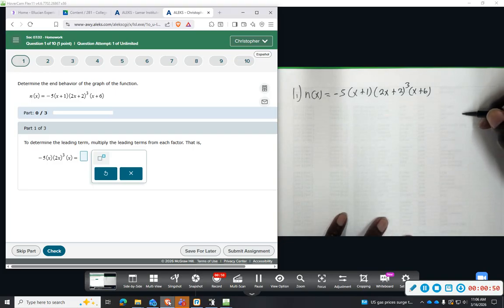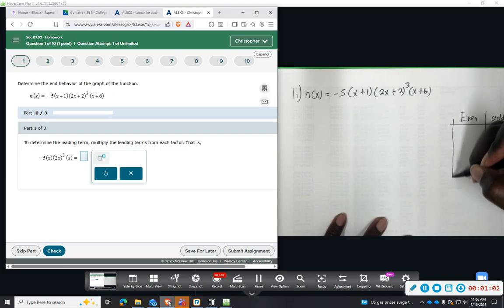We're going to look at the power. It's either going to be even or odd. And we're going to look at the leading coefficient, which is also going to be one of two things. It's going to be positive or it's going to be negative. Okay. And so here, if you go through the textbook, you get a good idea of it. But if it's even and positive, both endpoints will go to the positive infinity.